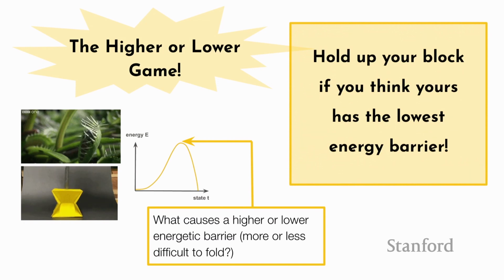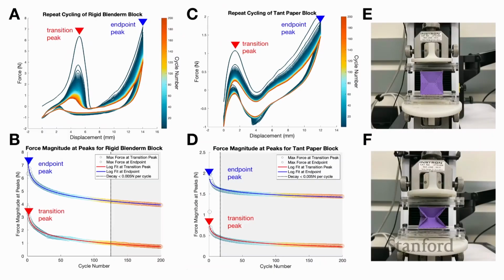And here's another thing. Hold up the block if you think yours has the lowest energy barrier of anybody in the room. So this is the person who's been playing with their block the whole time of the presentation. Yeah, that one definitely does have a very low energy barrier. And that's also something that we found in our studies: the more that you cycle the block, if you have a paper block, you can cycle it, but after around 200 cycles, it starts to even out. So it really shows there's also a material degradation property in addition to the geometric and the fundamental material parameters.